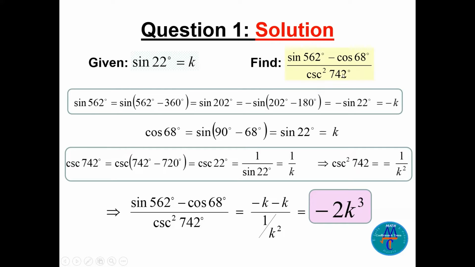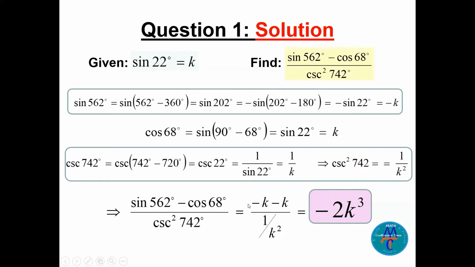Cosecant of 742, we can find that first, then we square the value. So it will be cosecant of 742 minus 720 to find the coterminal. This is 2 times 360. So it will be cosecant of 22 degrees, cosecant of 22, 1 over sine of 22 by the reciprocal identities, 1 over k. When you square it, you get 1 over k squared.